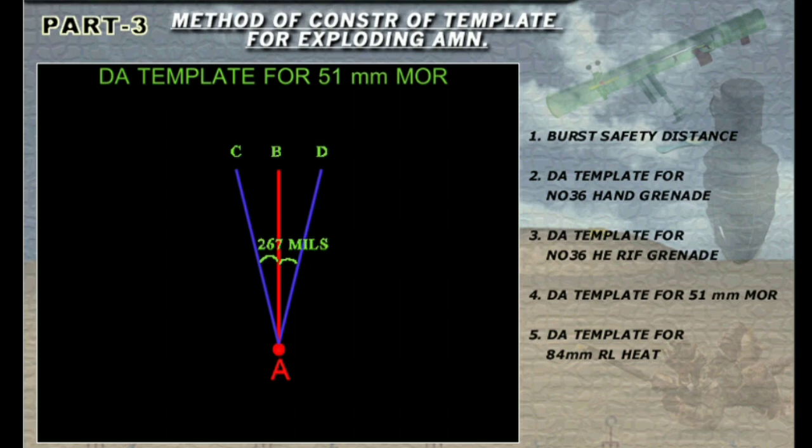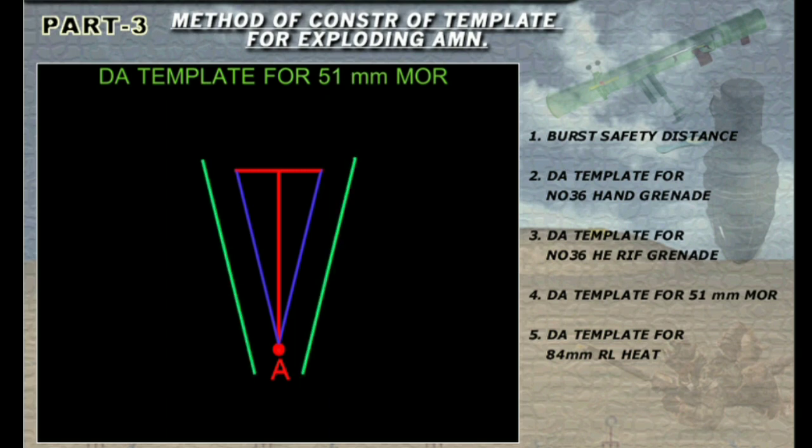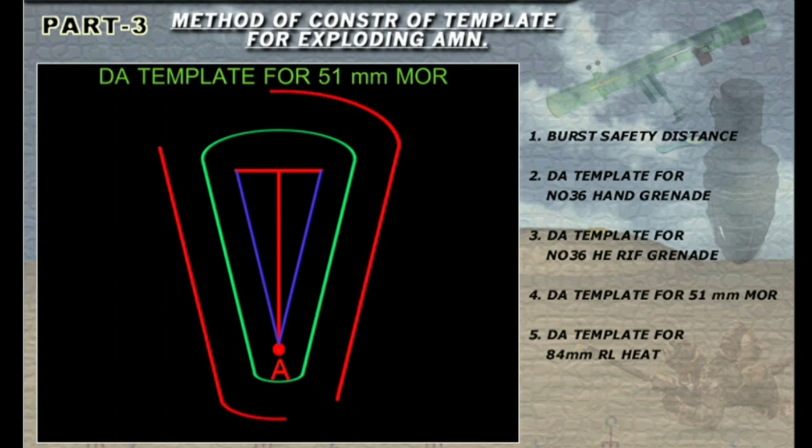Draw arcs to scale with radius 852 meters and 1002 meters concentric to the arc CBD from firing point A. Draw arcs to scale with radius 500 meters and 350 meters in the direction opposite to that of direction of fire from firing point A. Join the inner and outer arcs respectively with straight lines along common tangents.